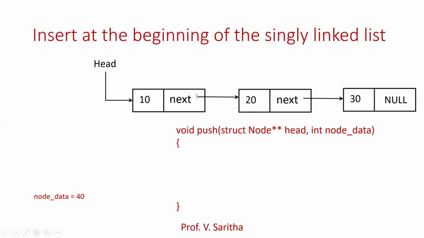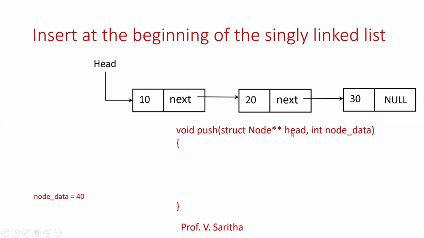That's the first one we are going to see. So this is the basic example we are describing. This is an existing linked list and now we want to insert a node at the beginning of the singly linked list. And the node we want to insert has data 40. So that one we are giving as node data. Okay. So void push, struct node head, int node data.